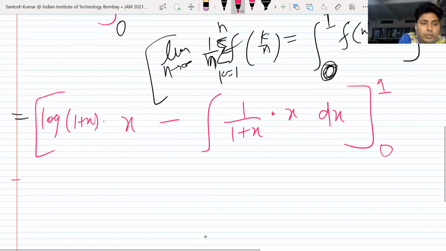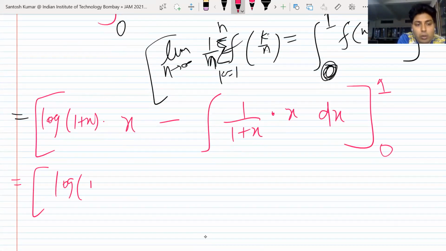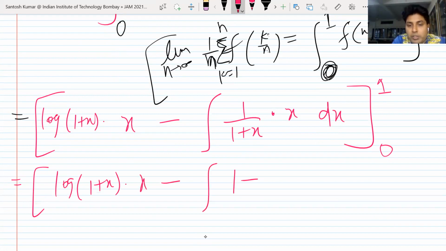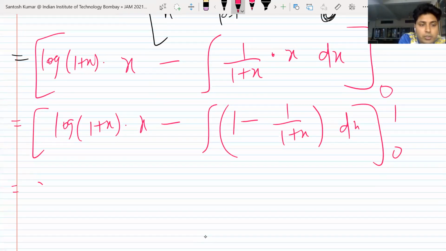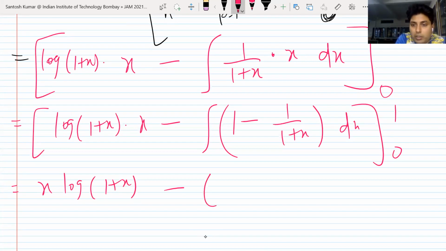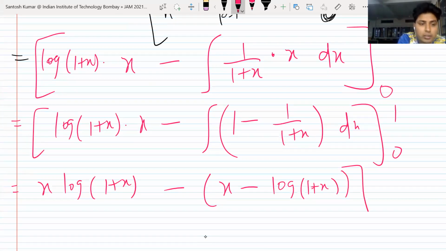So further it will be log(1 + x) times x, minus, and we can write x upon 1 + x as 1 minus 1 upon 1 + x. After integration, it is x log(1 + x) minus, the integral of 1 is x, the integral of 1 upon 1 + x is log(1 + x). And the limit is 0 to 1.